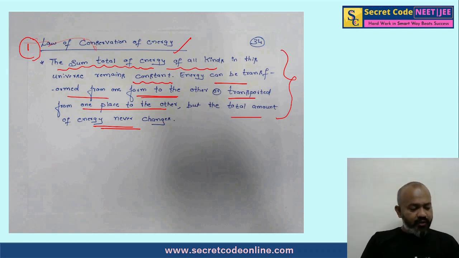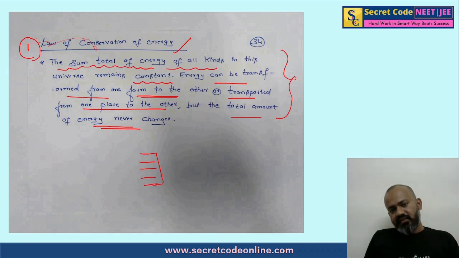First law. See, to explain this first law, we will take one example. A very famous example. Imagine that this is one building. Above that building, one big rock is there. So what kind of energy will be there in this rock? Definitely potential energy will be there. Potential energy means stored energy. And once the rock is pushed, it will fall down.